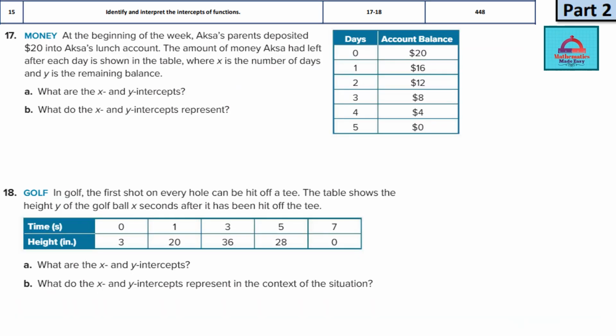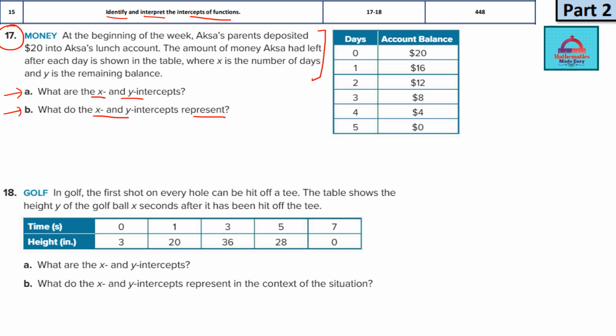So let's solve question 17, which is based on identifying and interpreting intercepts of a function. For this question, we have to find two things. Number one is the x and y intercept. Number two is the x and y intercept interpretation. What do they represent? Here there's a word problem given, and along with that you have a table of values.